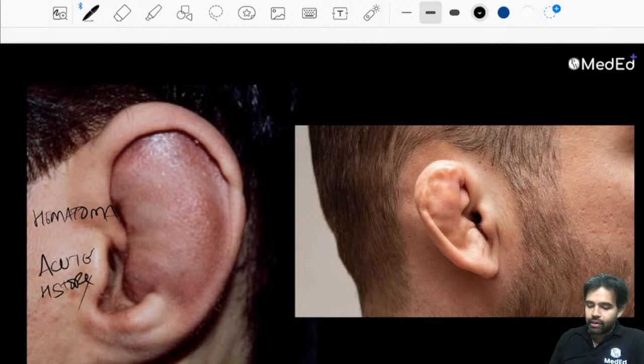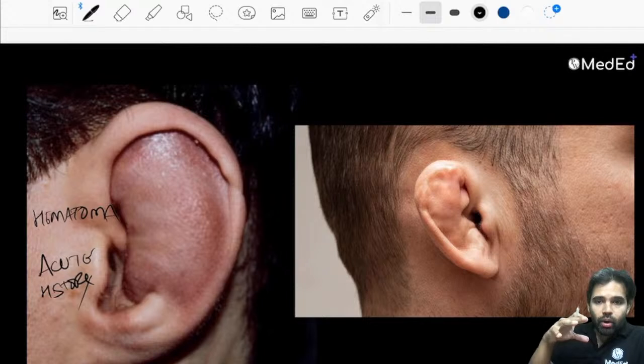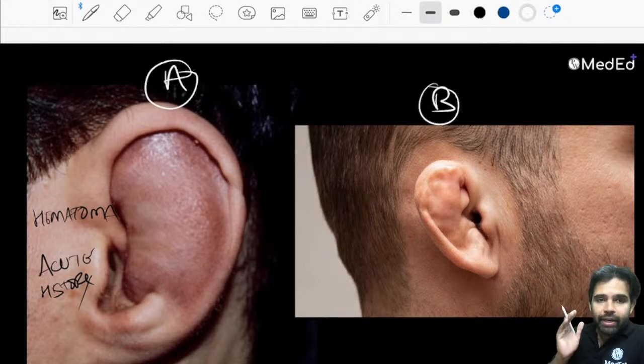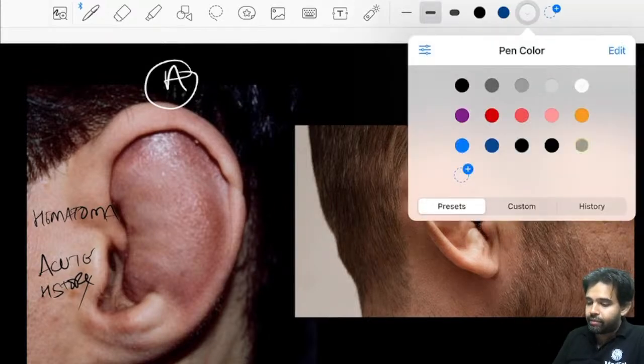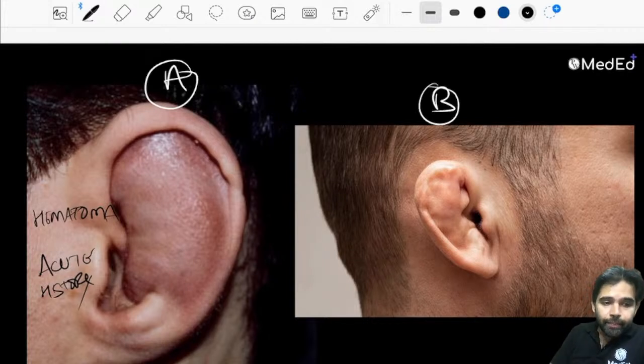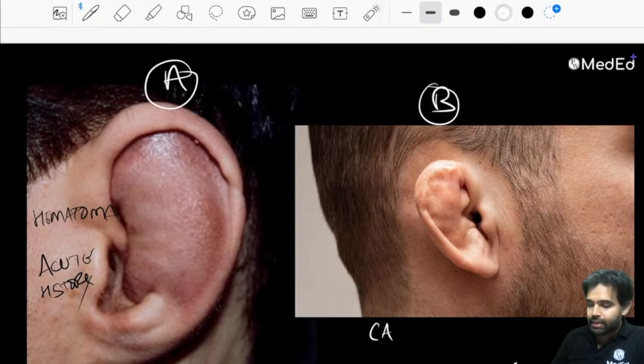And what you have to see over here in this image is that there are no ups and down bumps like you can see in image number B. In this second image, you can see that there is bumpiness. All right, whereas in the first image there is no bumpiness, because a hematoma is acute. It has happened within a few hours, and there is blood that is collected between the perichondrium and the cartilage. Boxer's ear generally refers to the stage when it reaches B. That is also called cauliflower ear. Okay, cauliflower ear. And here there is usually some confusion. People think it is the same.